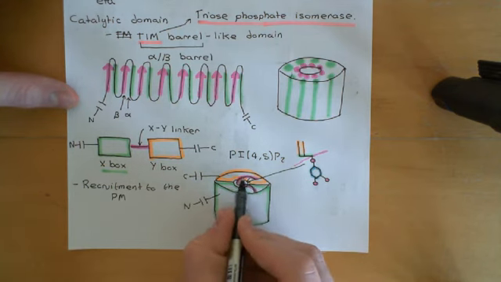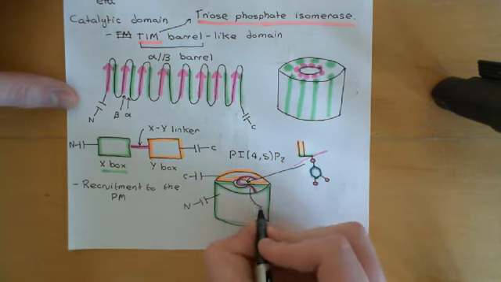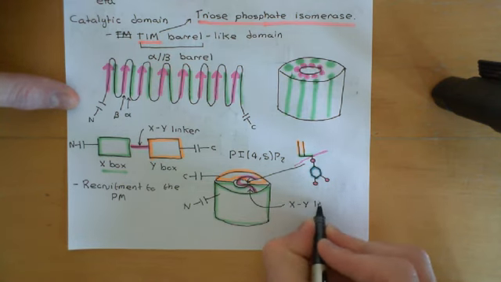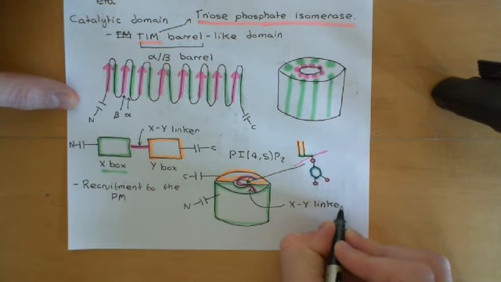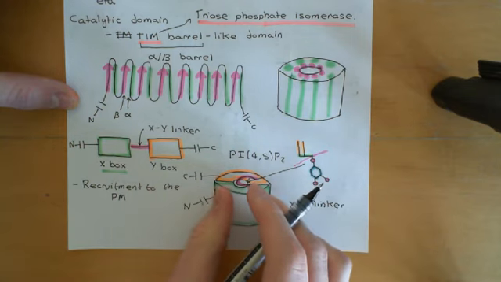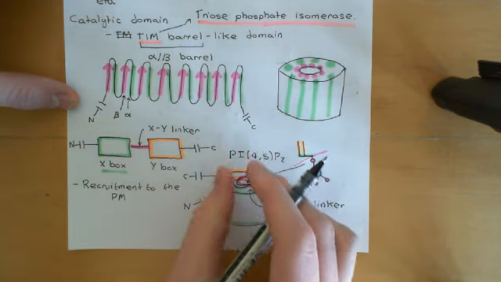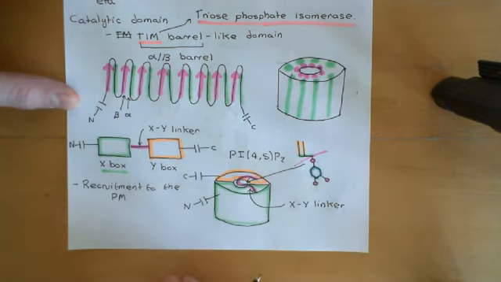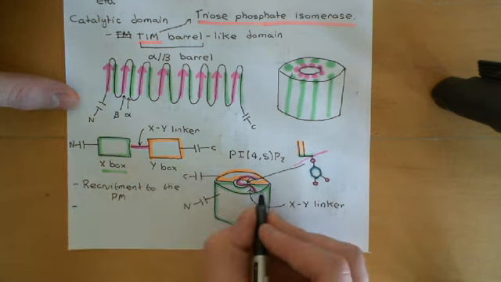You need to remove this XY linker here, and I'll just label this up. This is the XY linker. You need to remove this XY linker from that catalytic site so that the catalytic site can now actually allow PIP2 molecules into it, and therefore can hydrolyze the PIP2 down to diacylglycerol and IP3. Okay, so the other thing you have to do is get this XY linker out.